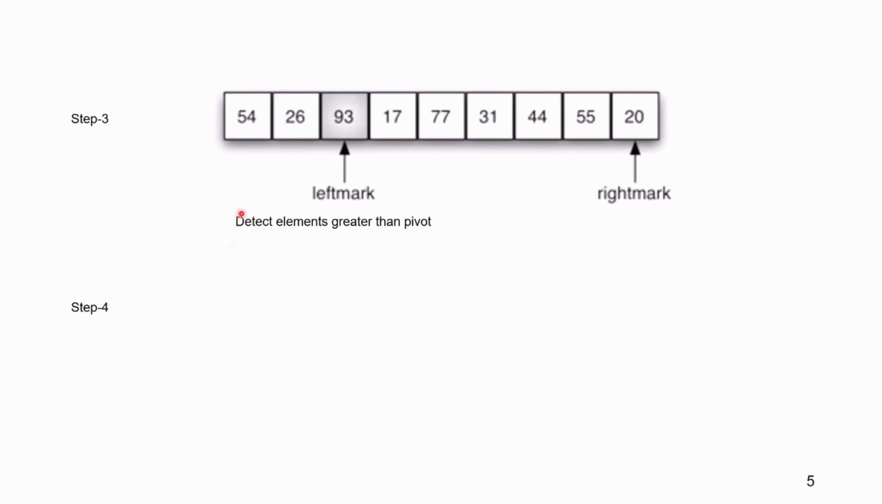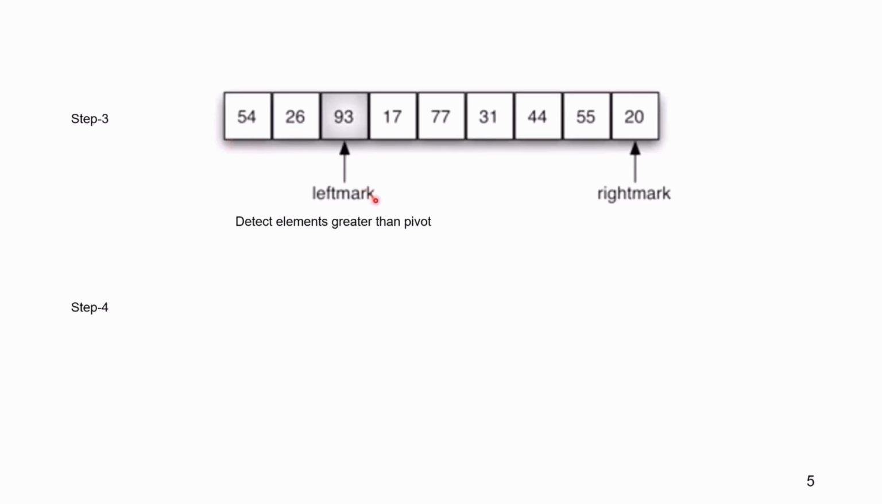After we have chosen the pivot element, let's look at the role of the markers. The left marker is used to detect elements which are greater than 54, that means our pivot element. Initially our left marker was pointed to 26, but since 26 is less than 54, we incremented our left marker. We're going to increment our left marker until we detect an element which is greater than 54. So after 26, our left marker right now is pointing to 93. So 93 is greater than 54. So we will stop the incrementation of our left marker, since it has successfully completed its role of detecting an element greater than the pivot element.